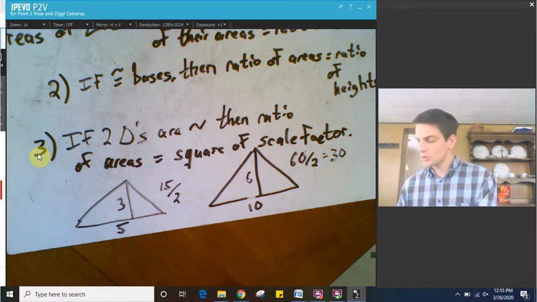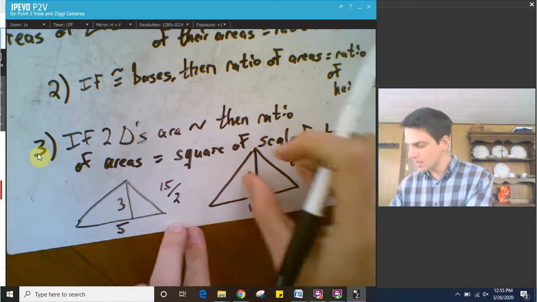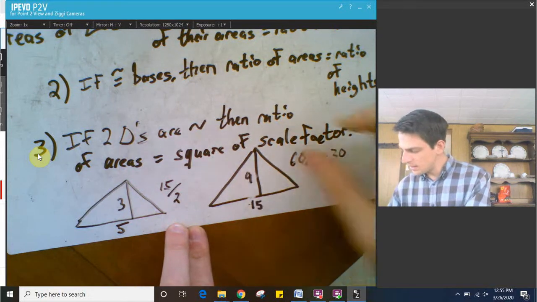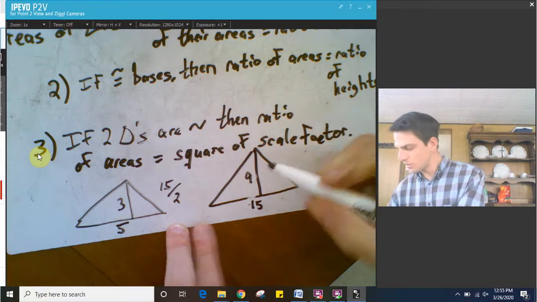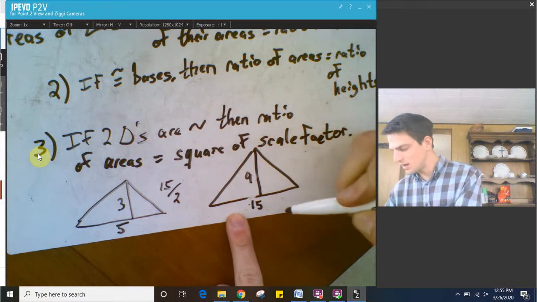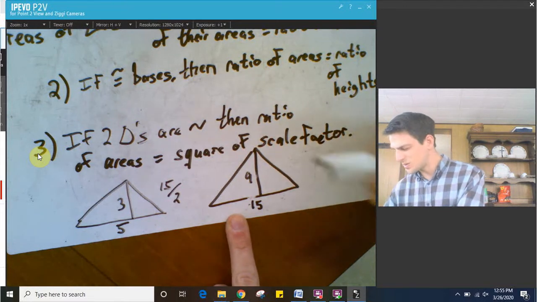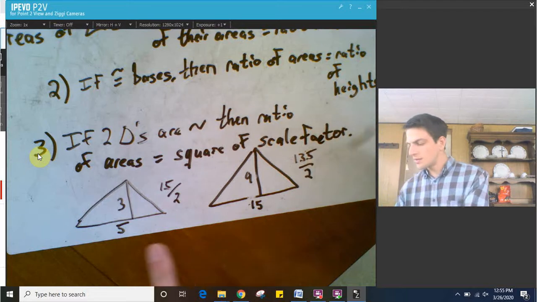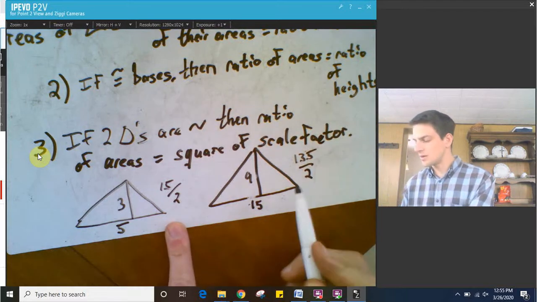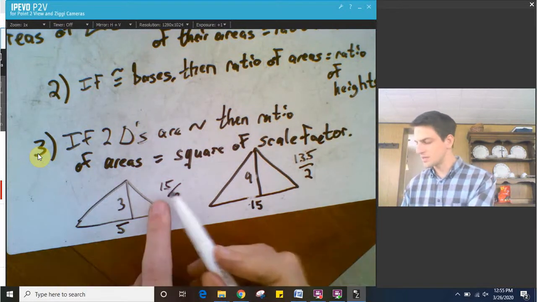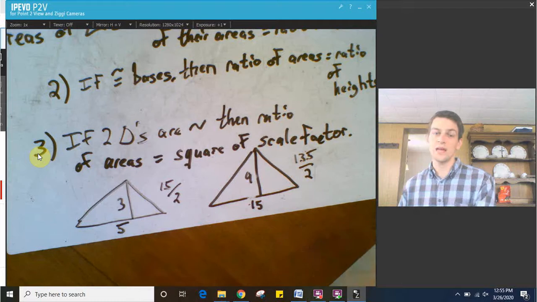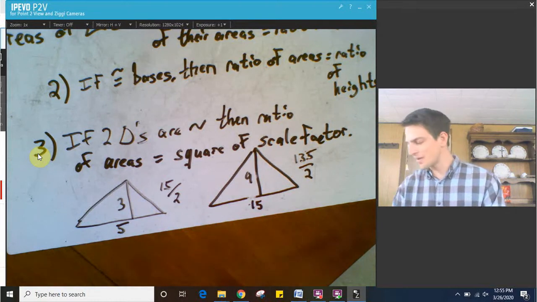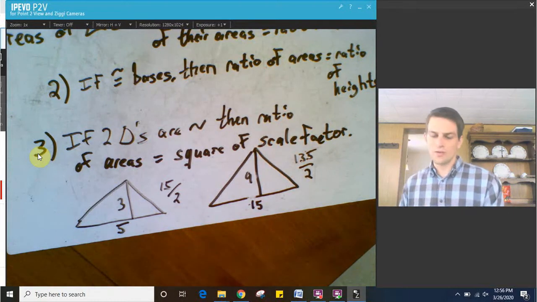that scale factor. So had I scaled this up by 3, so let's say I had made this 9 and 15, then suddenly it wouldn't be 60 halves anymore. It would be 9 times 15 divided by 2. And 9 times 15 is 135 over 2. And this is actually 9 times as great as the original. So 15 halves times 9 is 135 halves. So it's the square of that scale factor there.